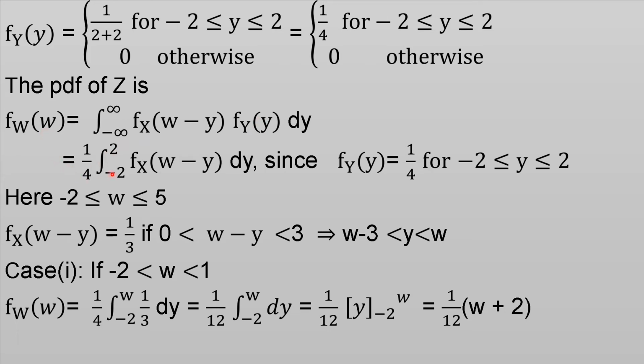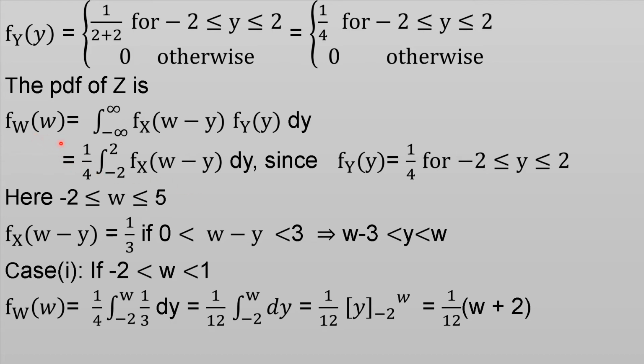Now to get the answer, we need to calculate this f_X of (w minus y). W means the sum of X and Y. X is between 0 and 3, Y is between minus 2 and plus 2. So if we take the sum X plus Y, which is W, the lower limit will be 0 plus minus 2, or minus 2. The upper bound will be 3 plus 2, which is 5. So the sum W will lie between minus 2 and 5.